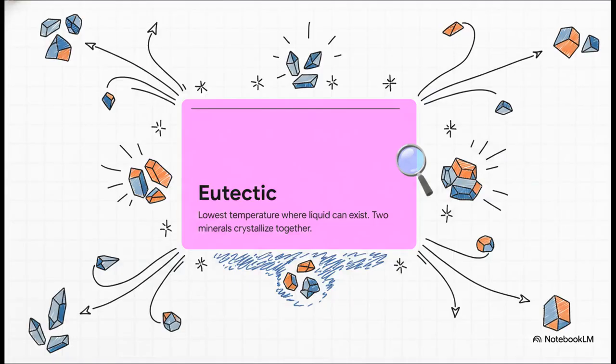But wait, there is a really fascinating twist on our map. If you follow these boundary lines down, you'll eventually hit a very special intersection called the Eutectic. I want you to really focus on this. The eutectic is the absolute lowest temperature where a liquid phase can possibly exist on the entire diagram. When the cooling magma hits this exact, precise point, two different minerals crystallize together at the exact same time, and the remaining liquid just solidifies incredibly fast. It's basically the grand finale of the whole cooling process.